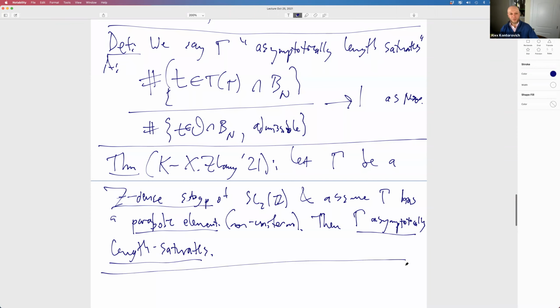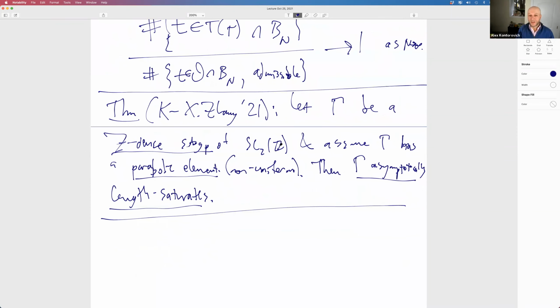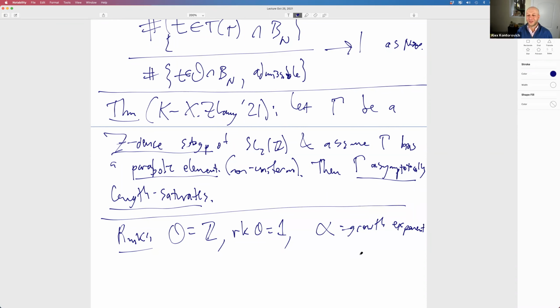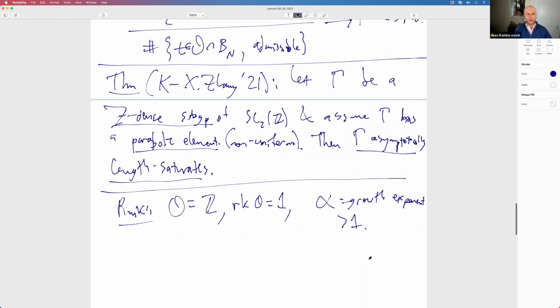Let me make a few remarks. It's a subgroup of SL2Z, Zariski dense. The order here is just Z, so the rank of O is 1. And so we need the growth exponent, alpha, to be bigger than 1. There's a reason I'm not saying critical exponent. And what is the growth exponent? In this case it is twice the Hausdorff dimension of the limit set of gamma, it turns out. So the number of points in a growing ball in gamma is governed by twice the Hausdorff dimension.